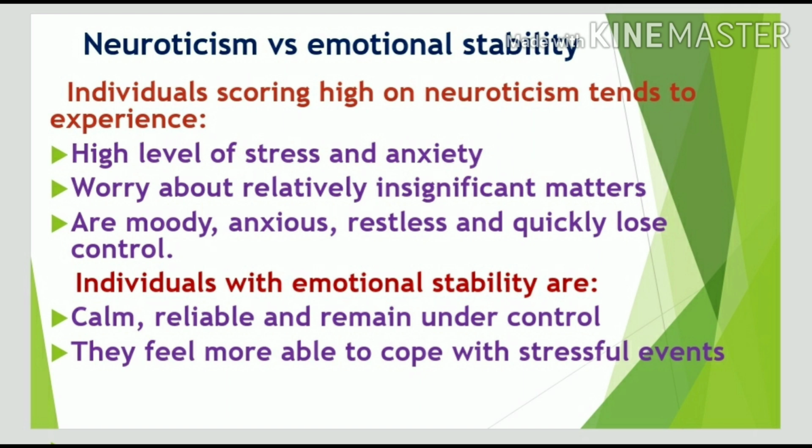And a person with a low neuroticism score will generally experience emotional stability. He will be cool and calm. He will remain under control. And they feel more able to cope with stressful events because they score less on neuroticism. So they are just the opposite of neurotic people.